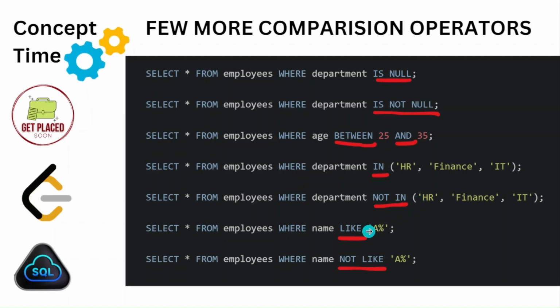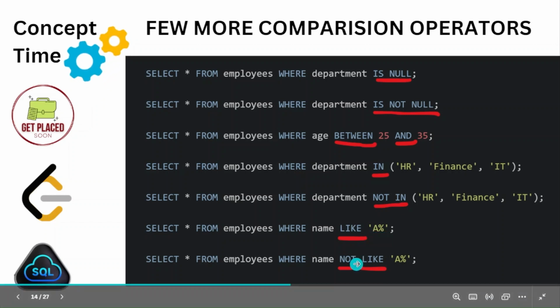We also have the comparison operators LIKE and NOT LIKE. So if the row's name starts with 'A%', meaning it starts with A, then those are retrieved. If it does not start with A, then those rows are retrieved. Here we use NOT LIKE.